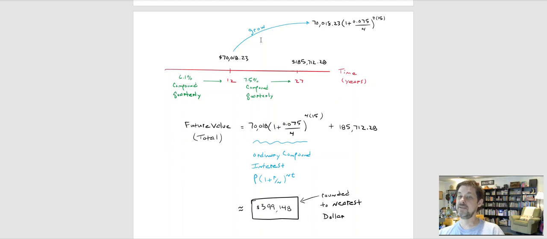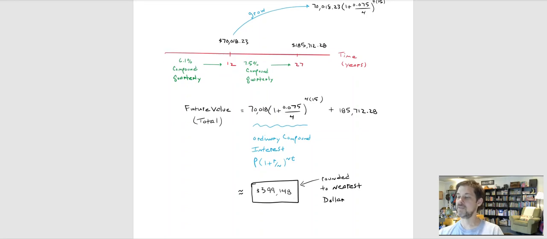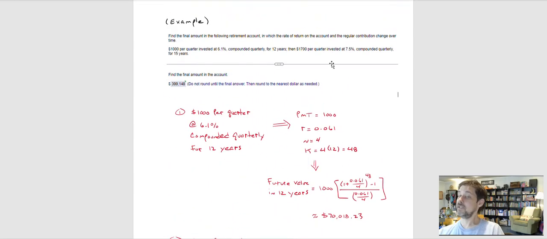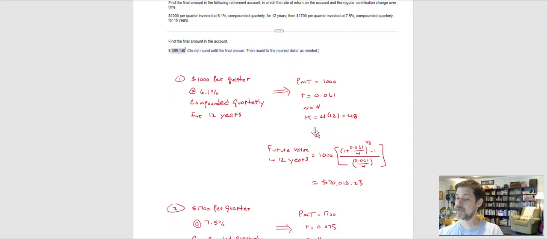All right, so that's what it ends up being worth, and then we'll take that number and add it to this other one, okay? So all these payments are made, they're worth this much, but then they grow like that, okay, and that's part of our answer. And then this other series of payments are made, and between all of them and the interest they earn, they become this. So we'll add those two together, and if you round it to the nearest dollar, just short of $400,000, $399,148.